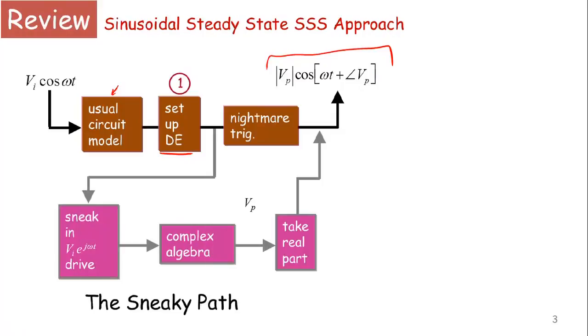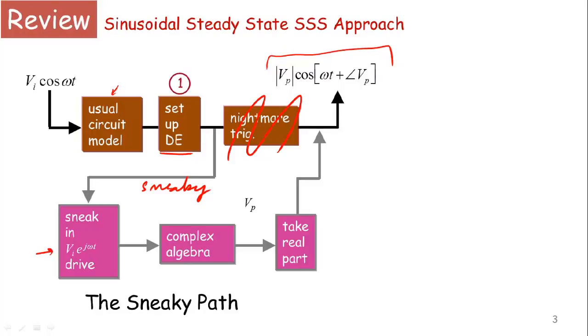So we said, let's try this trick. Okay, so we said, let's take a sneaky path. By taking this sneaky path, what we discovered was that we could get rid of our trigonometry. And what we did was we introduced a sneaky input, Vi e raised to j omega t.